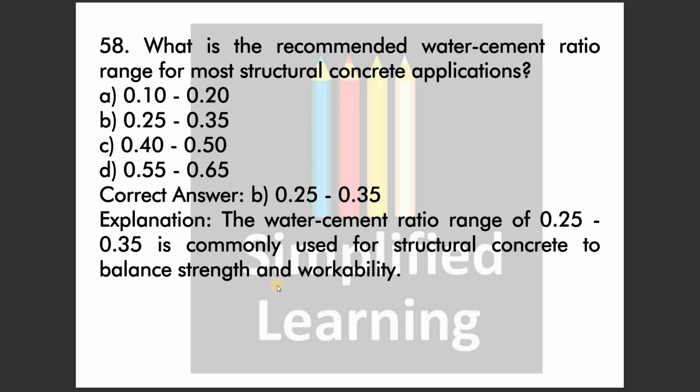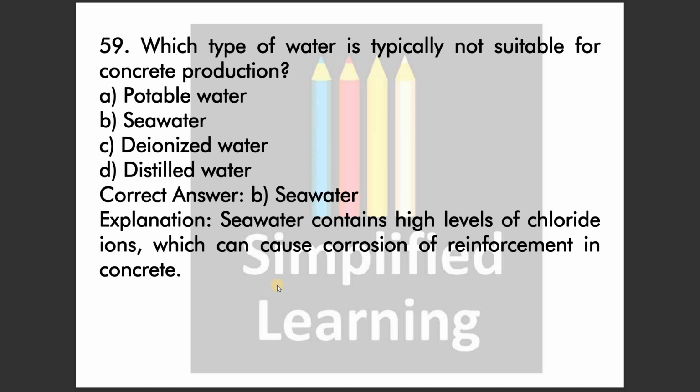What is the recommended water cement ratio range for most structural concrete application? The range is 0.25 to 0.35. Okay, water to cement content should go in the ratio range of 0.25 to 0.35. Then which type of water is typically not suitable for concrete production? Obviously, it is going to be seawater. See, potable water has no problem, deionized water has no problem, distilled water will not be containing anything which will be harmful for concrete, but seawater consists of high salinity, high contents of chloride ion.